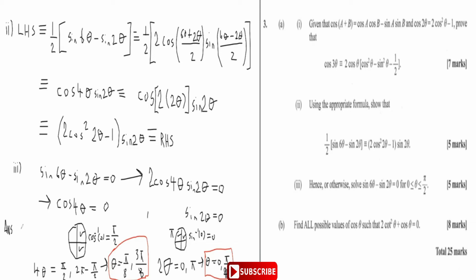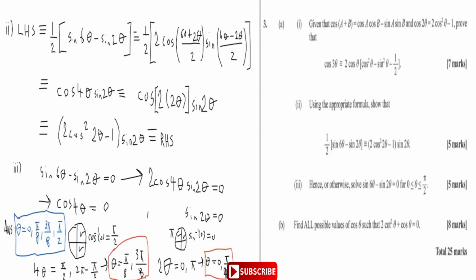The final answer is theta is working out to be 0, or theta can be pi by 8, or theta can be 3 pi by 8, or theta can be pi by 2. This is the final answer. Nice and easy. And if you don't believe your answer, check it. Just check it. All right, you can check it.